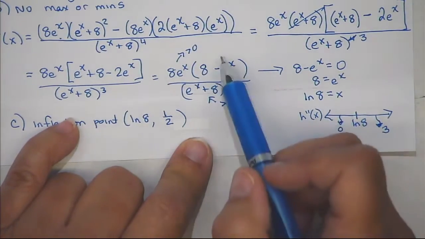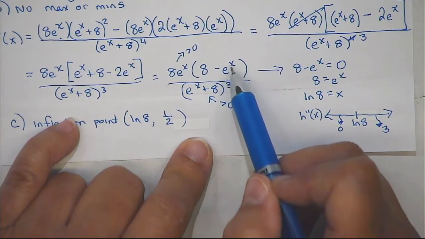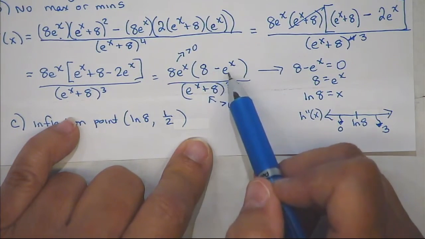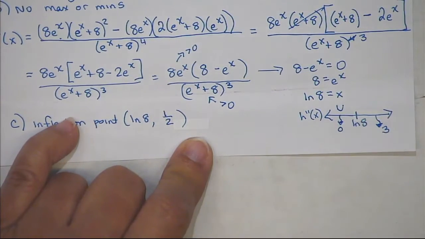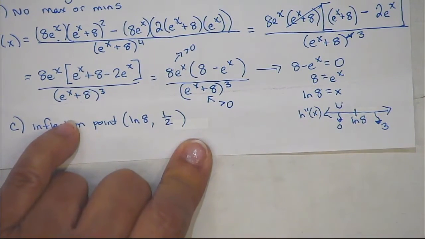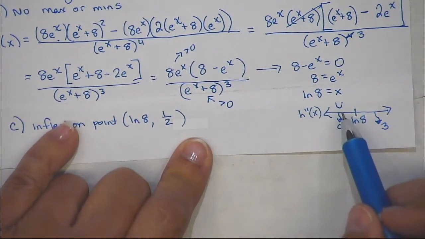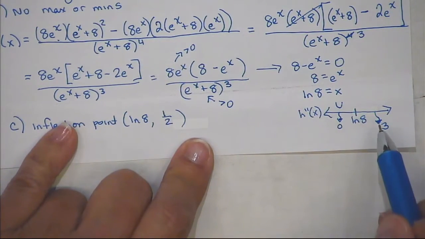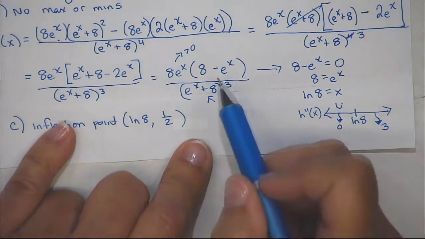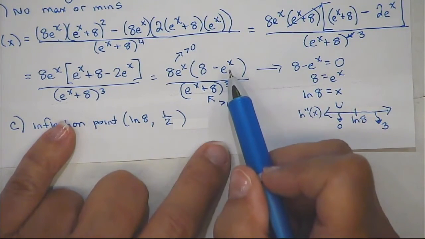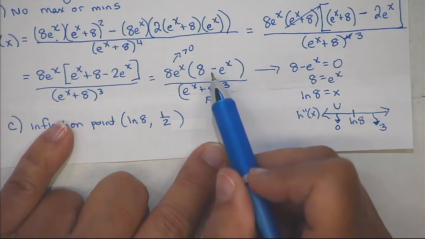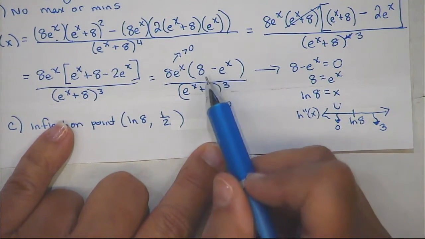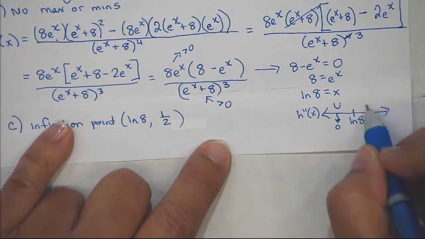This is always positive, this is always positive. So all I need to know is what's happening here. So if I plug in 0, e to the 0 is 1. 8 minus 1 is 7. That's a positive number, so this side is concave up. Remember, this is the second derivative, so I'm going to use not a plus sign, but the U, concave up. And if I plug in 3, e to the third is bigger than 8, right? e to the third is 8 point something. So 8 minus e to the third is going to give you a negative number. So that means this side is concave down.